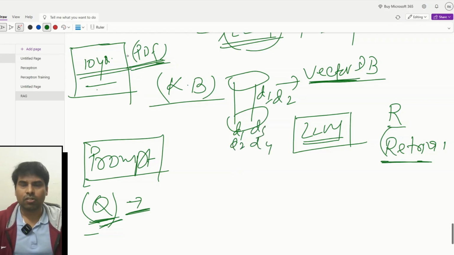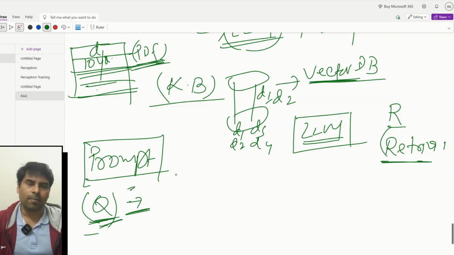So we chunk or split the whole document into multiple small pieces, and each piece is called a document. So it can be D1, D2, D3, D4. Let's suppose this PDF is present in the vector database in terms of documents D1, D2, D3, D4. And I have a query. Let's suppose this is my query.